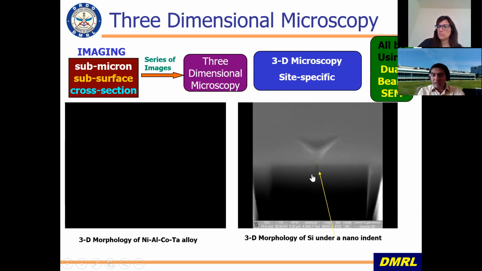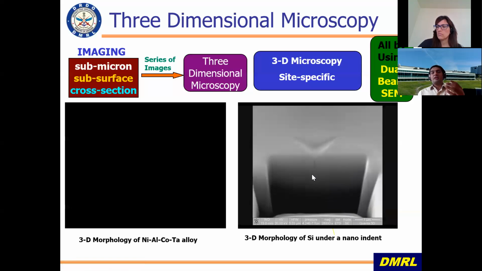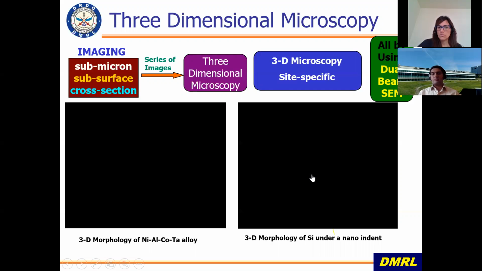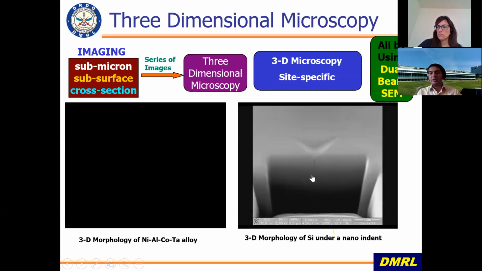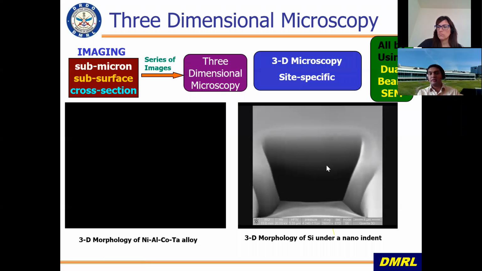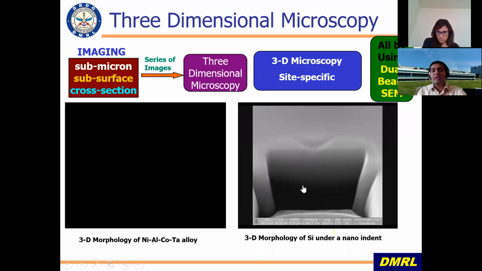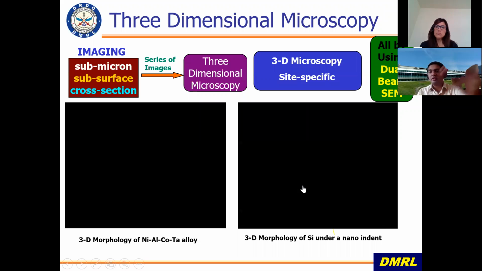Then the other example here is showing where we wanted to study the silicon sample exactly under a nano indent. We can see here that there is a subsurface crack that has been generated and how that has propagated. So if we keep taking stacks of cross-section images, we can build a 3D microstructure, a 3D tomography kind of study, for different samples.